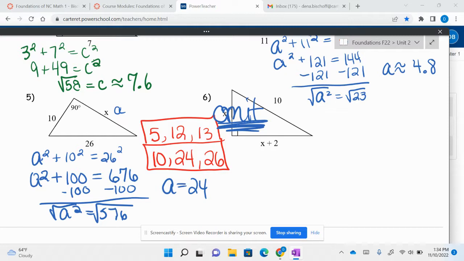You see, we just multiplied all those numbers by 2 to get the next one, okay? Good deal.